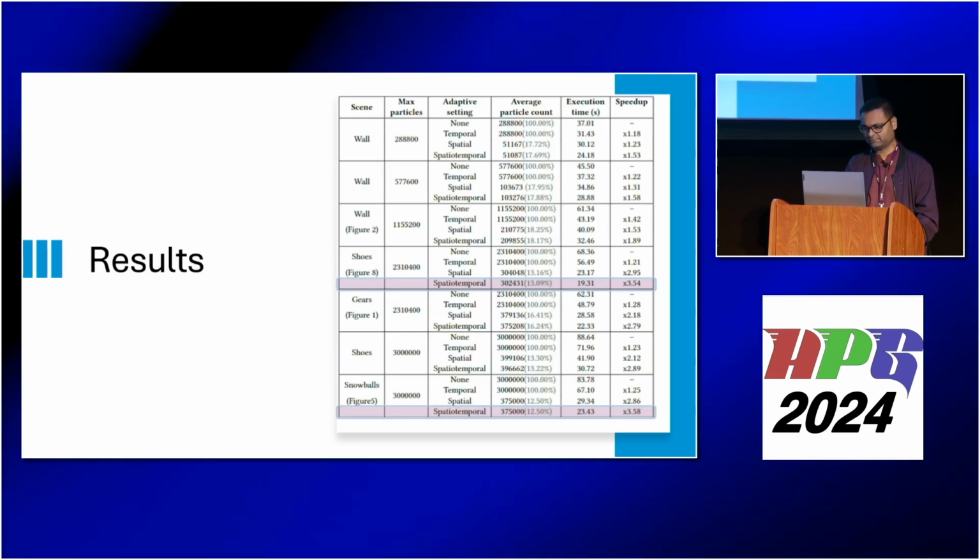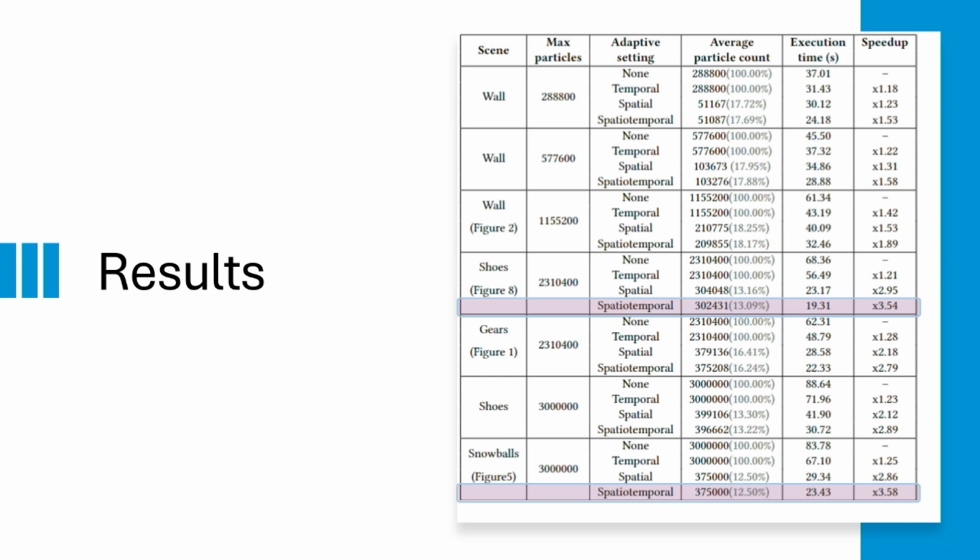About the results, we have tried our method on various scenes, and as you can see, temporal-only optimization provides anywhere between 1.18 to 1.4 times speed up. On the other hand, the spatial method can provide higher speed ups, especially with an increasing number of particles. We have tried it with 3 million particles on GPU. If we combine both the spatial and the temporal adaptation, we can get speed ups of 3.5 or above. We hope that with more particles, 4 million, 5 million, we will get higher speed up.